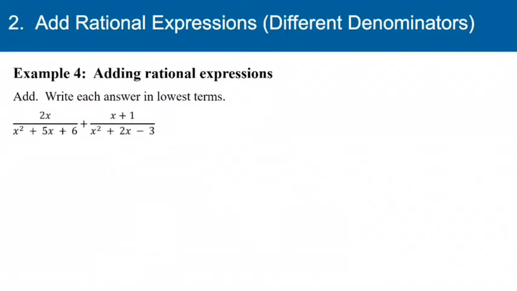Let's try that again on example 4. So we're just going to do several examples together, and we're going to keep doing this until you've had a chance to get the hang of it. So this one is not really different from the last one. It's just different expressions. And we have trinomials in the denominators here, so we'll need to factor these two trinomials.